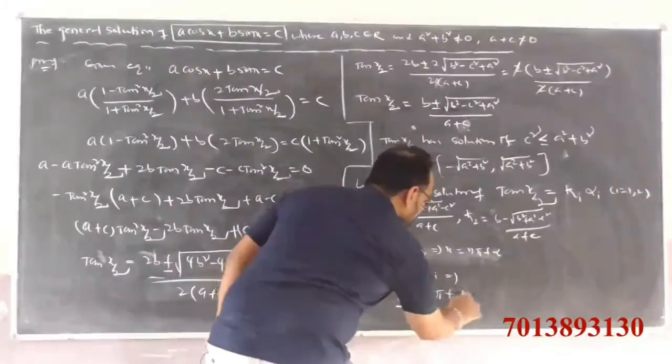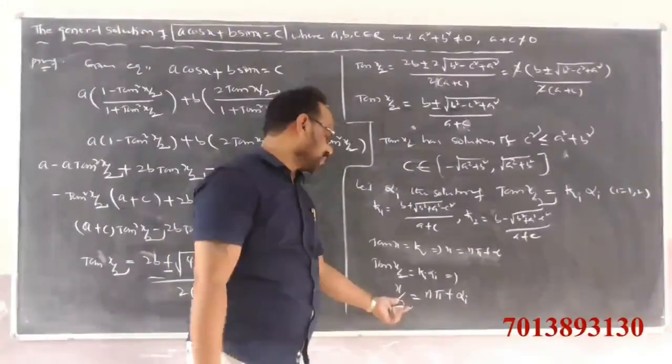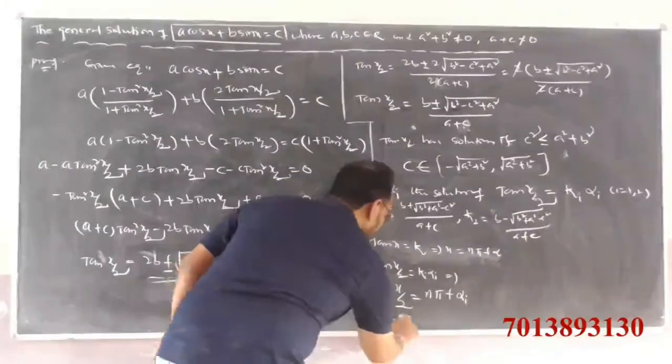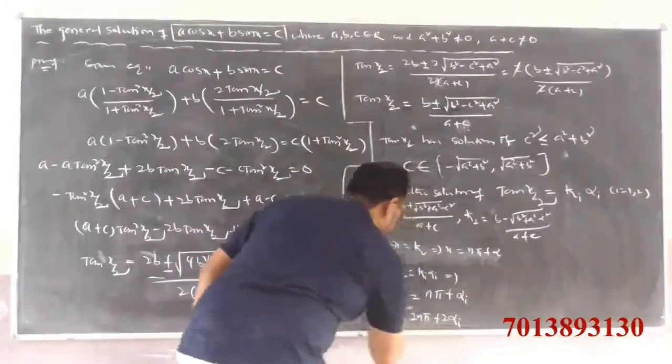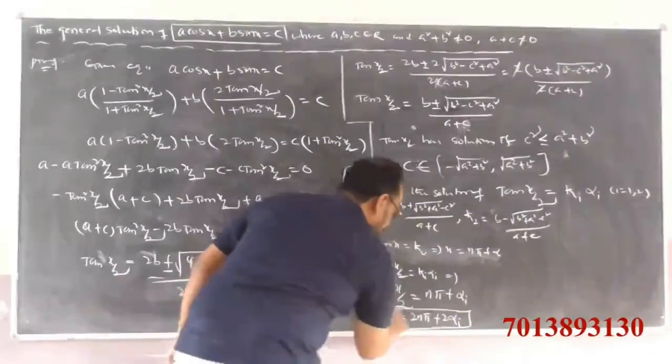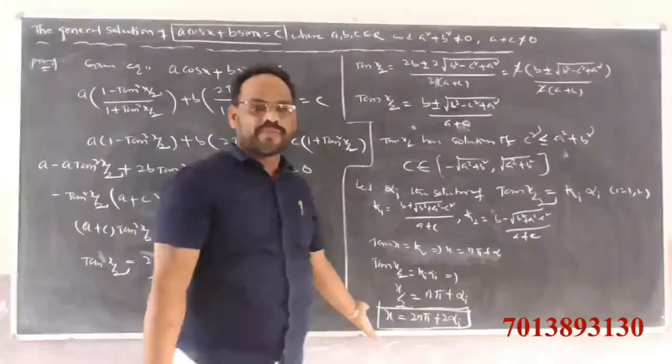x by 2 is equal to n pi plus alpha i. We want the value of x, which is equal to 2n pi plus 2 times alpha i. So 2n pi plus 2 alpha i is the general solution of the given trigonometric equation.